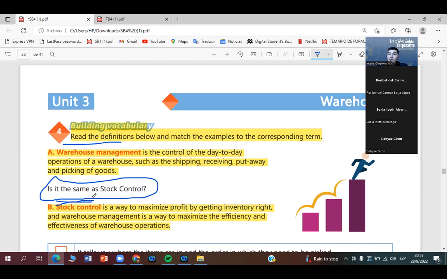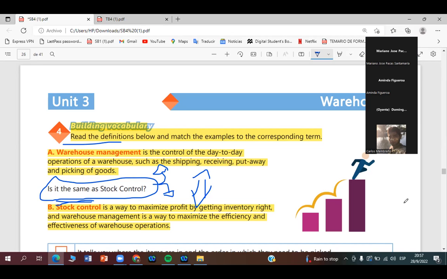Okay, when we talk about stock control, it means that it is really important in order to have warehouse management. But right now, the question is: is warehouse management the same as stock control, or are they different? Students? It's different, teacher. It's different, right? Okay, yes. Why are they different? Because warehouse management is only for the control of the operation, and stock control is for maximizing the profits.